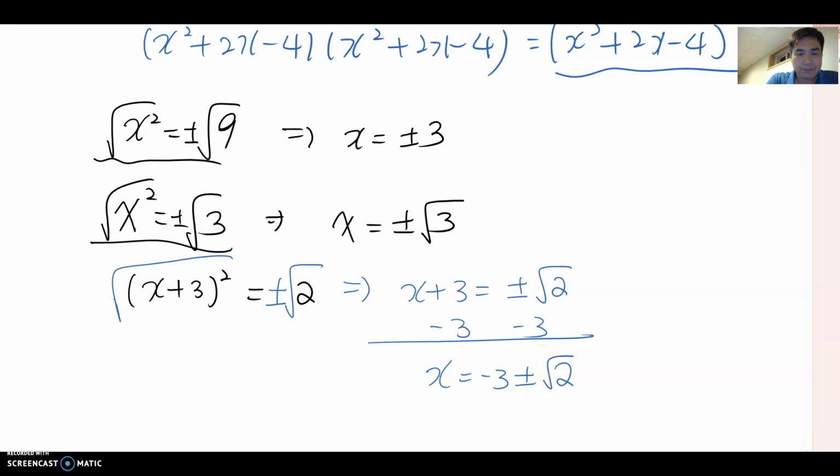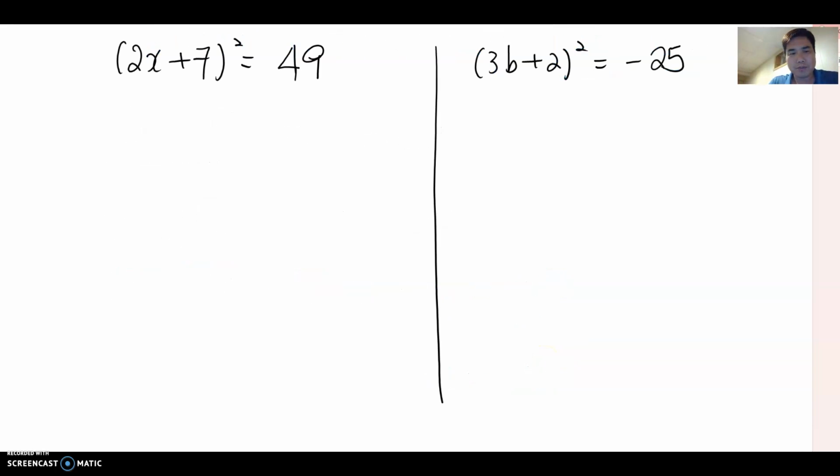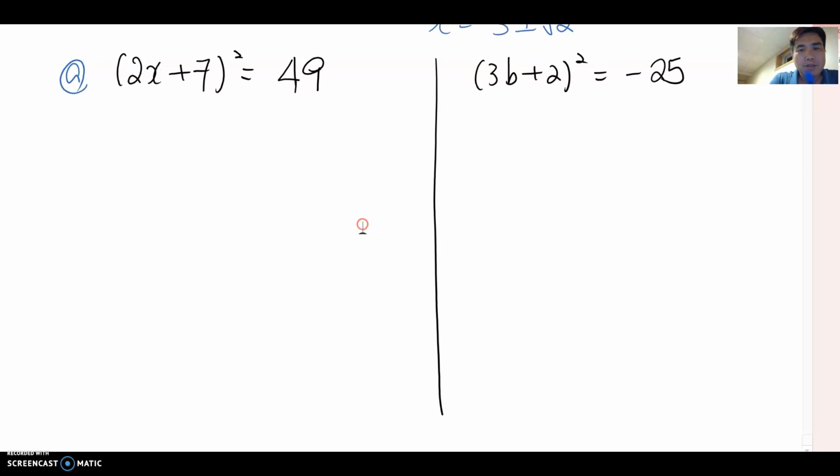Okay? So let's look at the following two problems. The first one: 2x plus 7 squared equal to 49. To make it easy to see, I'm going to name it A. We do the same thing here. Basically, to solve these questions, you take the square root on both sides, right? Then don't forget plus and minus. Then this is going to be 2x plus 7 equal to plus and minus 7.